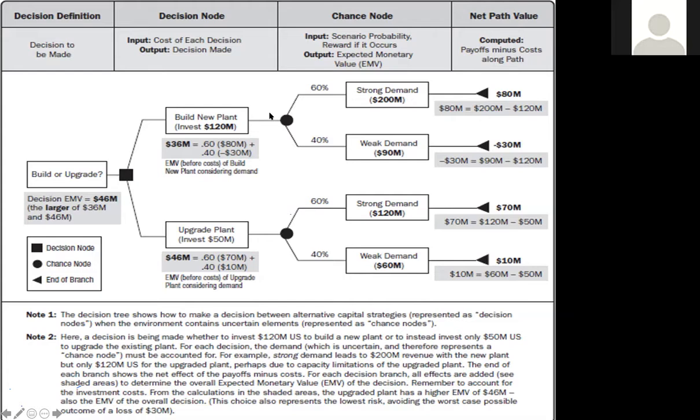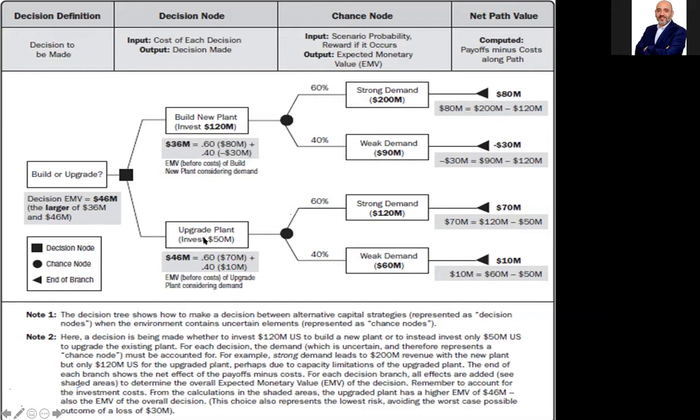The uncertainties. The impact. Exactly. So what is the expected monetary value of each one? It's a 60% chance of a potential 200 minus the initial investment, so 80 million remains. So 60% chance of 80 million profit plus 40% chance of 90 minus 180, which is negative 30. So I have a 40% chance of a potential loss of 30 million. If I add them together, it comes to 36 million.